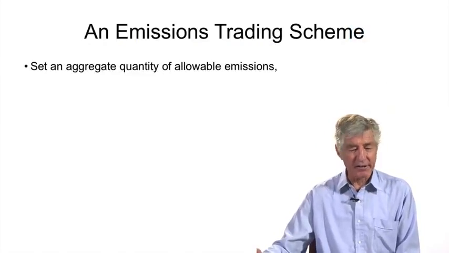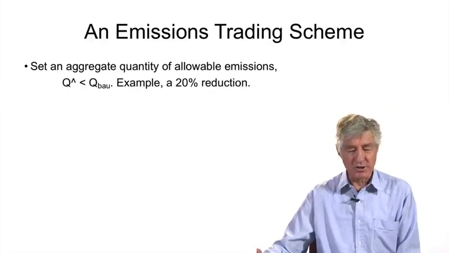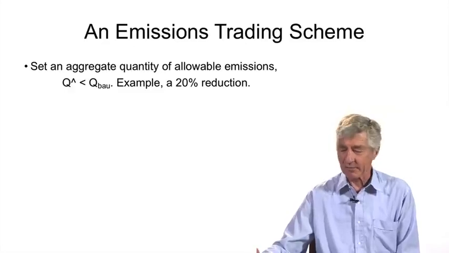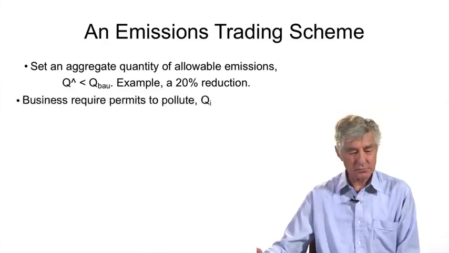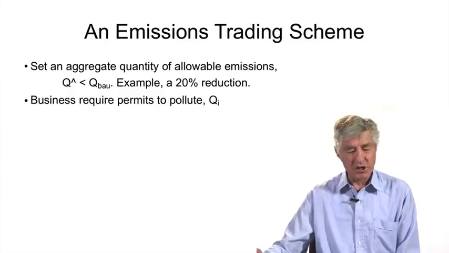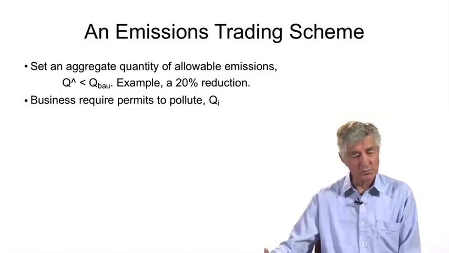Well, we've got to set an aggregate quantity of allowable emissions, and we're going to call that Q hat, and that's got to be less than the current level of pollution, quantity business as usual. So suppose we want to have a 20% reduction. We're going to require that businesses who pollute purchase or at least have access to a permit to pollute, and we'll call that Q subscript I. So that's the amount of pollution permits held by individual polluting businesses, I equals 1, 2 and so on.